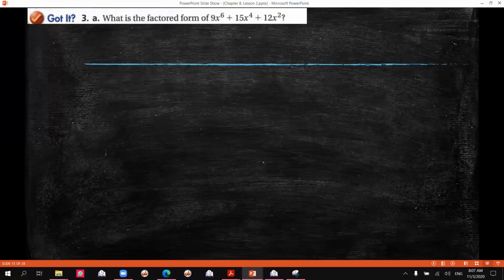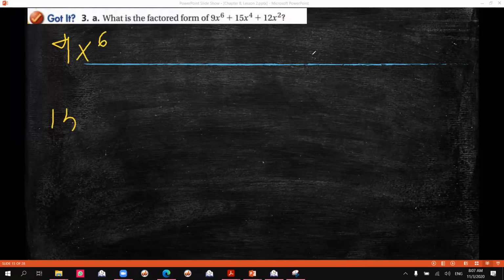What is the factored form of 9x raised to the power 6 plus 15x raised to the power 4 plus 12x squared? The first step here is that we will write each term as 9x raised to the power 6, 15x raised to the power 4, and 12x squared. This is the first step. I wrote the terms as they are. Then I will factor each one.